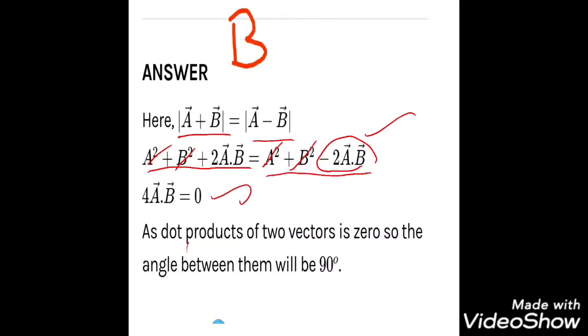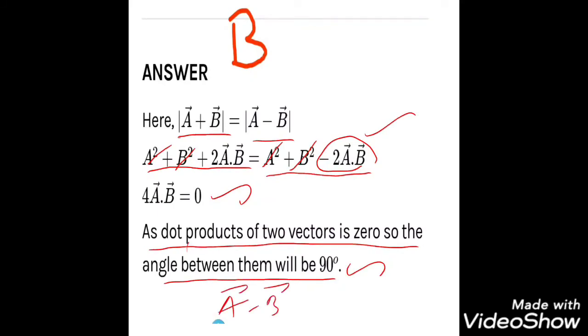So what you are getting is that the dot product of two vectors is 0, so the angle between them should be 90 degrees only, because A dot B is equal to AB cos theta. It becomes 0 when cos 90, that is, theta equal to 90, it becomes 0. So the dot product of these two vectors is 0. When it is 0, they are perpendicular, that means 90 degrees.